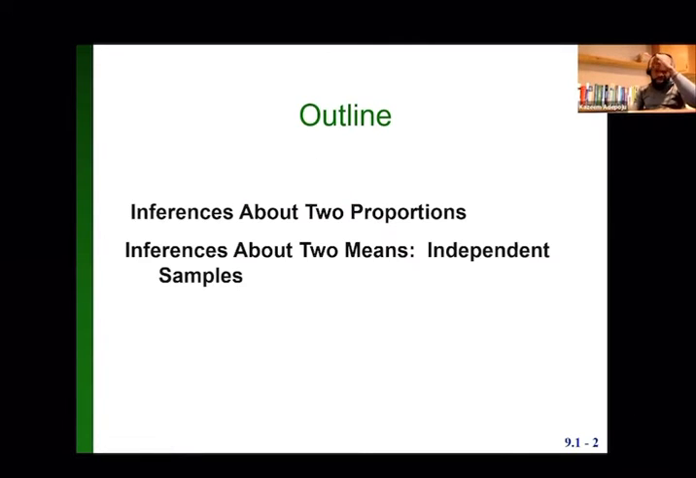Okay, so the outline: we're going to talk about inferences about two proportions, and the inferences that I'm talking about are more or less the hypothesis testing about two proportions. We're also going to talk about two means, particularly for independent samples. That is going to be our focus today.